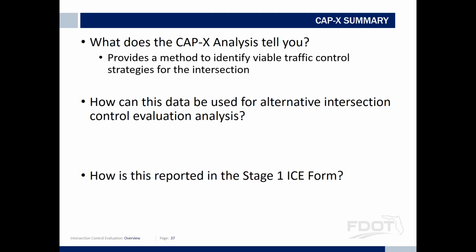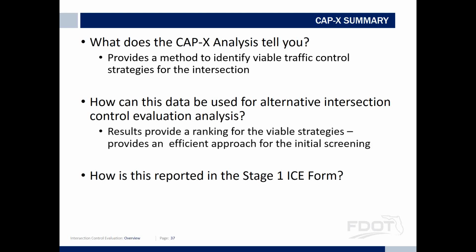How can this data be used for alternative intersection control evaluation analysis? Well, the results provide a ranking for the viable strategies and an efficient approach for the initial screening. So you can take number 1. If the district design engineer and district traffic operation engineer decide that's the way they want to go, that would be the end of the evaluation. Or if you need more data to make that decision, you move to stage 2.